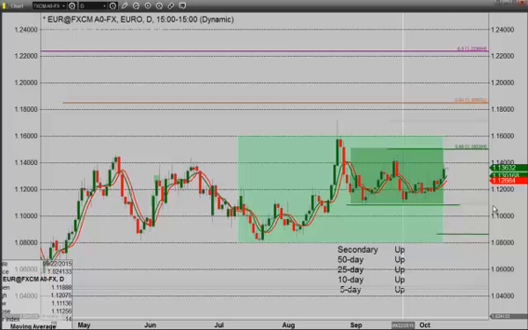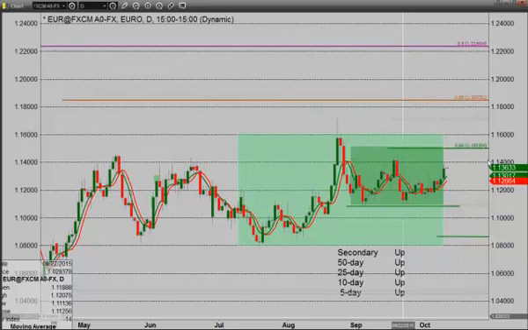Essentially, day traders on the buy side looking to buy dips in the euro, include us in that crowd. Swing traders also. So swing traders looking to buy dips in the euro. Looks like you'll see some upside in the euro going forward here.